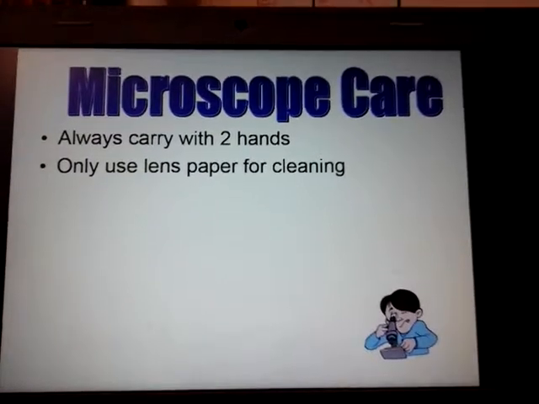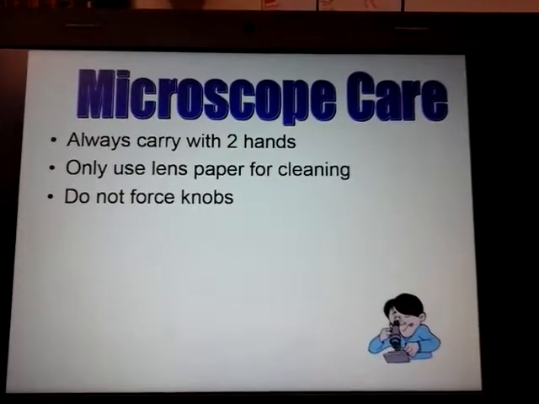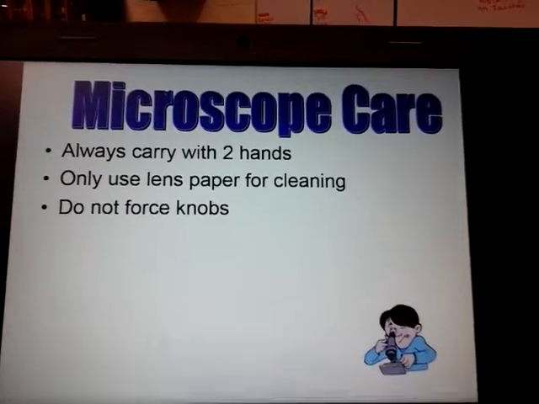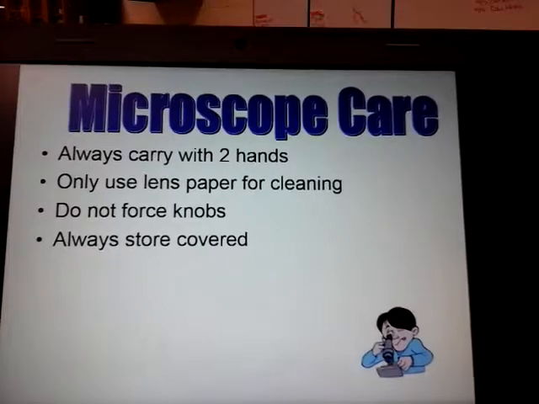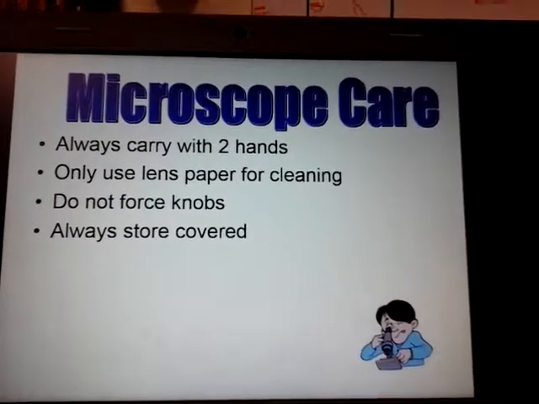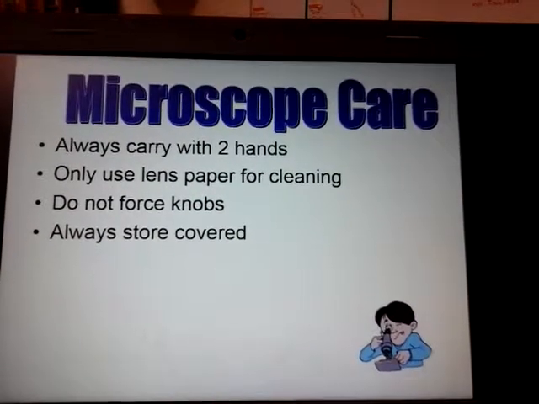Sometimes it'll look fuzzy. I do have lens paper, and when we do the lab, I'll show you how to use that. And do not force the knobs. There are certain knobs on this microscope, and I'm going to tell you what those knobs do. And then store it covered. When you get to the back, you'll see that our microscopes have cloth or plastic on them, and that's basically to keep the dust out of the moving parts.